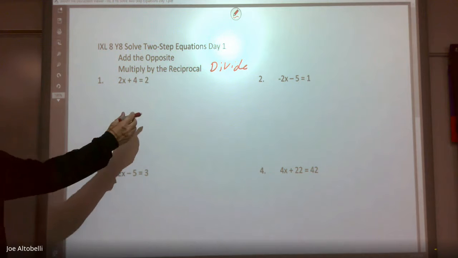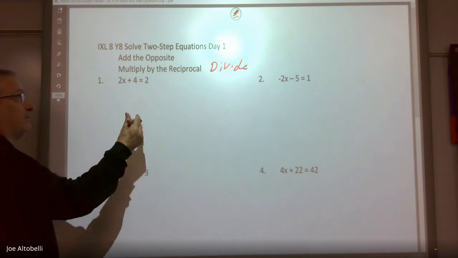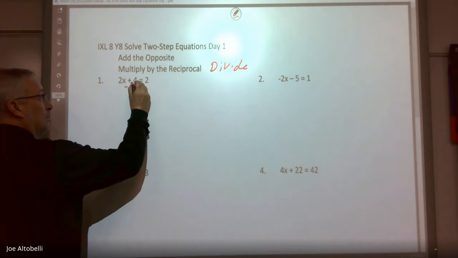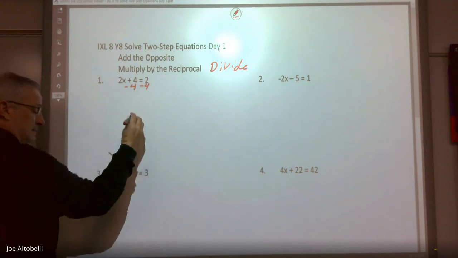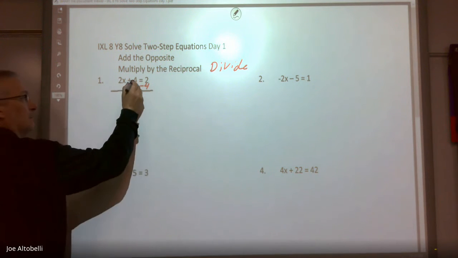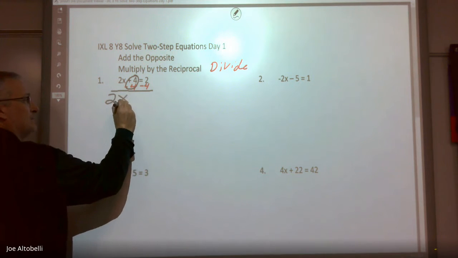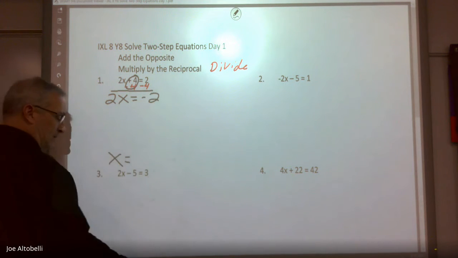Okay? So how do I undo adding 4? Subtract 4, or add a negative 4. So you can do it either way, because sometimes we get confused with our negatives. Remember, that zeroes out. So we get 2x equals -2.